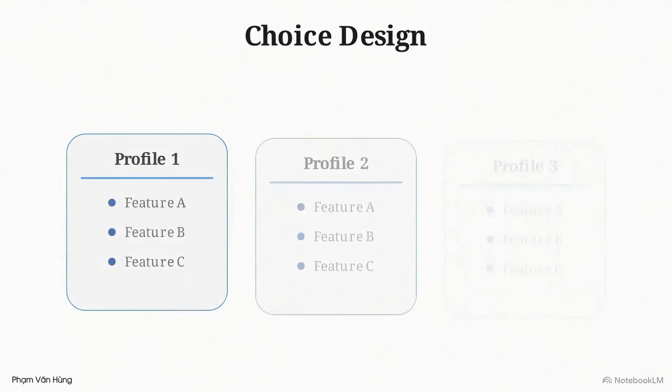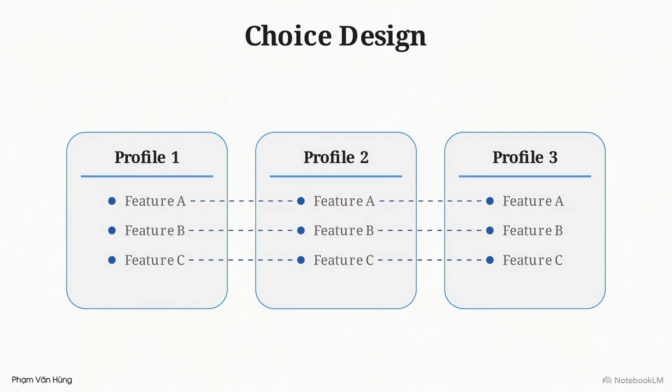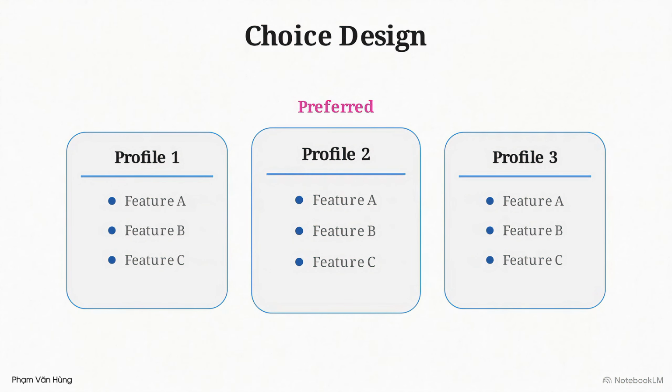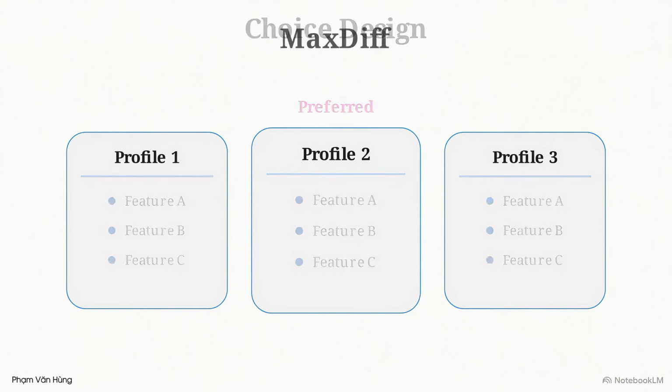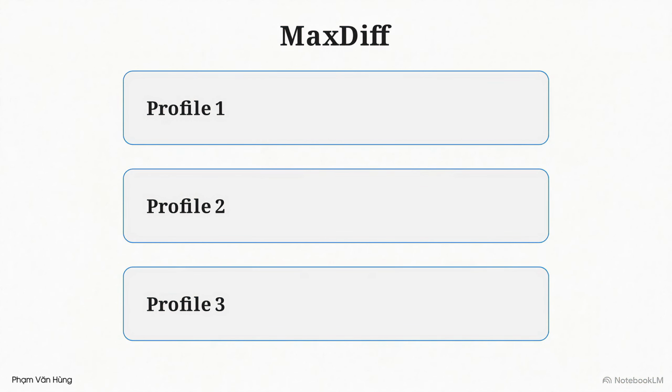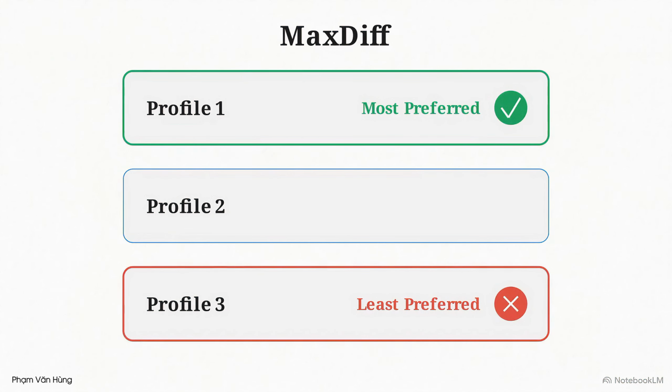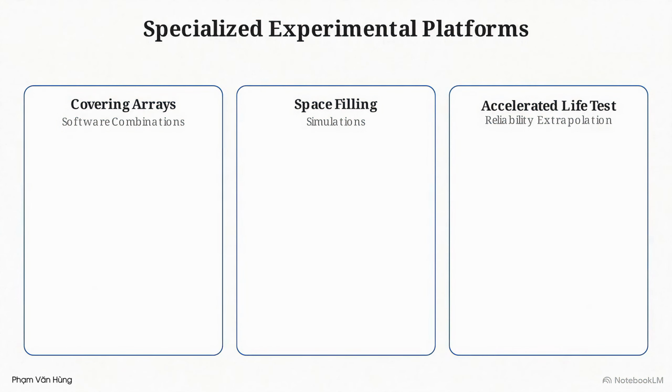For consumer research, choice design identifies preferences by grouping product attributes into sets for respondents to compare. To obtain a clearer ranking, MaxDiff forces respondents to identify only the most and least preferred options in a set. Specialized tools address different systems.